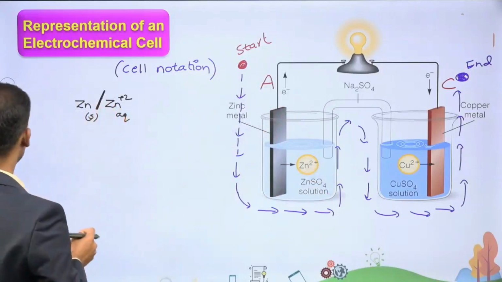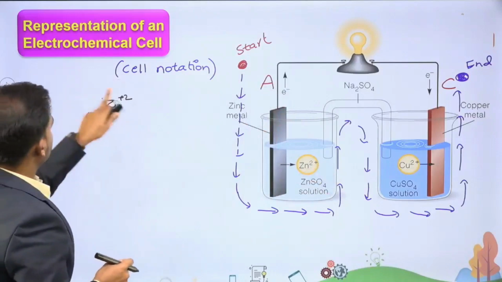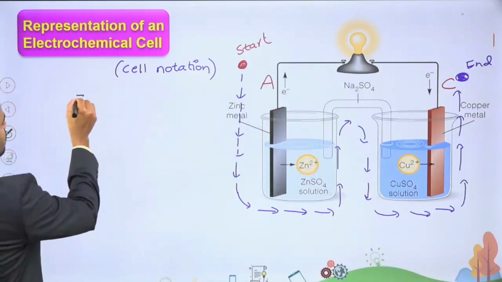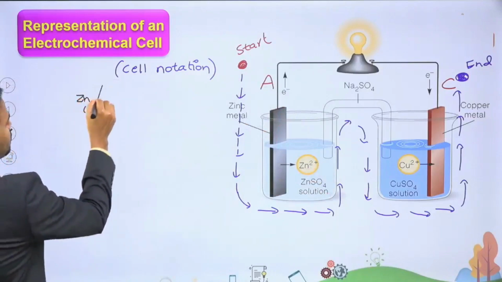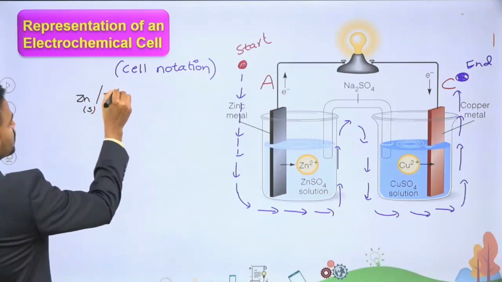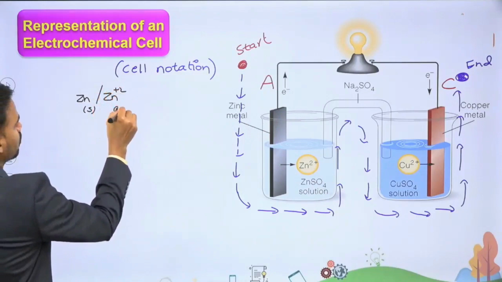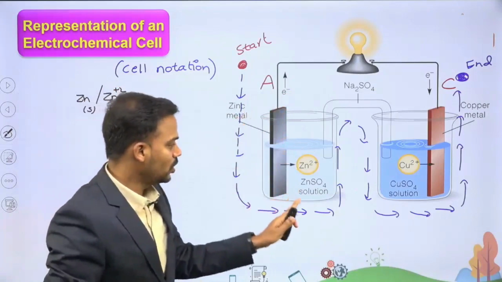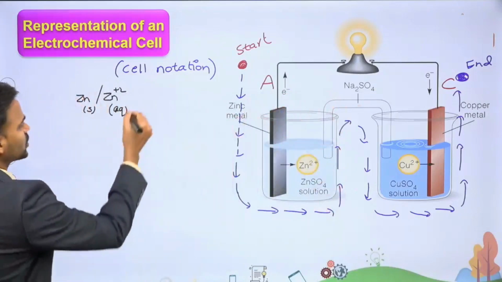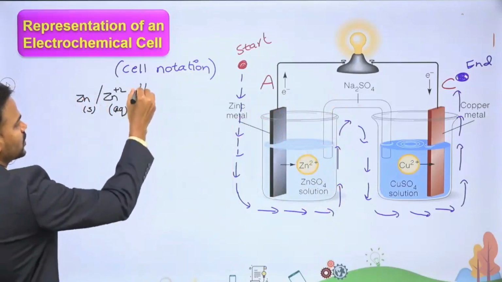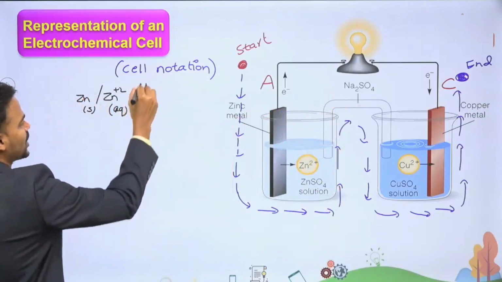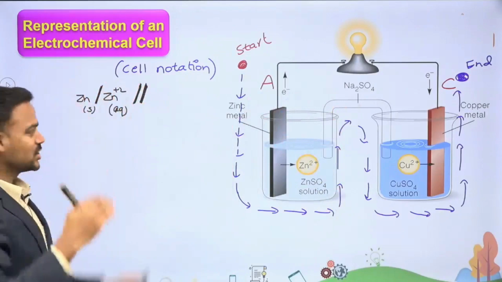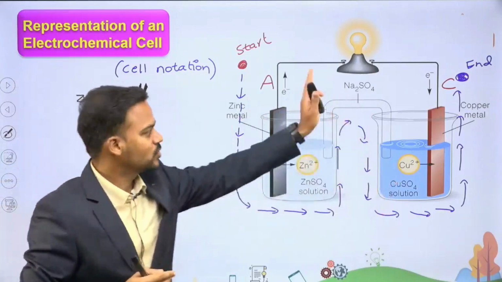Okay, next. Let me write it as small as possible. It is zinc solid dipped in zinc +2 sulfate solution. So the oxidation part, the anode part, is over. We are now entering the salt bridge. When we go to the salt bridge, we show it with double lines. So the two slashes tell us there is a salt bridge present. Okay, salt bridge is over.